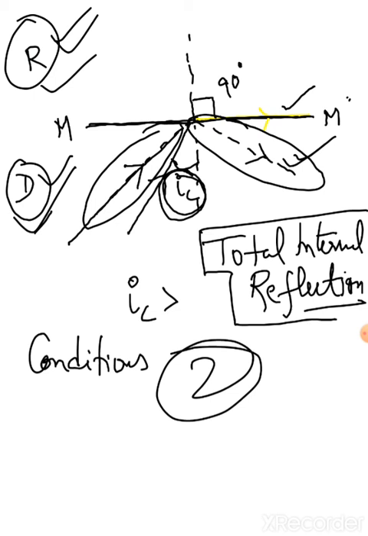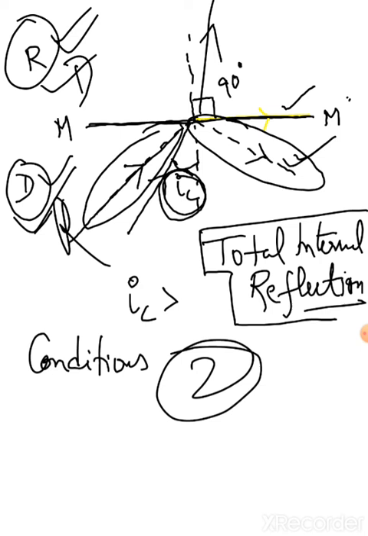Why? Because the ray bends away from the normal only when the ray of light is traveling from the denser to the rarer medium, isn't it? Now, if the ray of light travels from rarer medium to the denser medium, it will bend towards the normal. If this was rarer medium and this was denser medium, the ray of light would travel towards the normal. So to observe total internal reflection, the first condition is that the ray of light should travel from denser to the rarer medium.